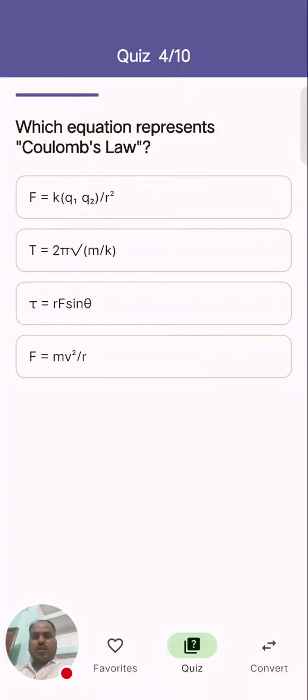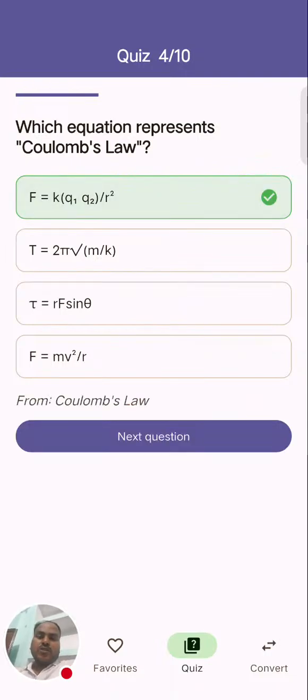T equal to 2 pi root m upon k. So which one is the right answer? F equal to k, where k is a constant here. Yes or not? Coulomb's law. F is the force and k is the constant here.